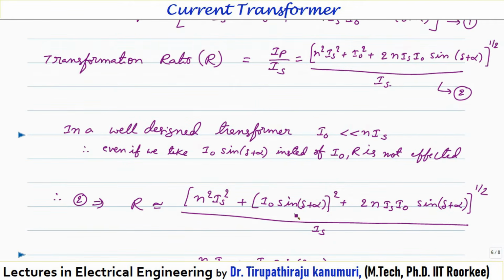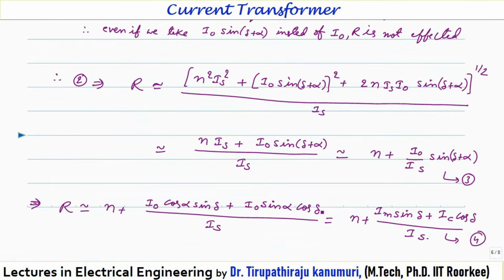Because when you add this sine (delta plus alpha) there, it is of the form a square plus b square plus 2ab. So this will be equal to (A plus B) whole square, and to the power of 1 by 2 I can simply write A plus B. That is the reason. So when you simplify this, it becomes equal to n times of Is plus I naught sine (delta plus alpha). So the transformation ratio is n times of Is plus I naught sine (delta plus alpha) divided by Is. This I can simplify: n times of Is by Is is equal to n, and the second term is I naught by Is sine (delta plus alpha), which I can expand.